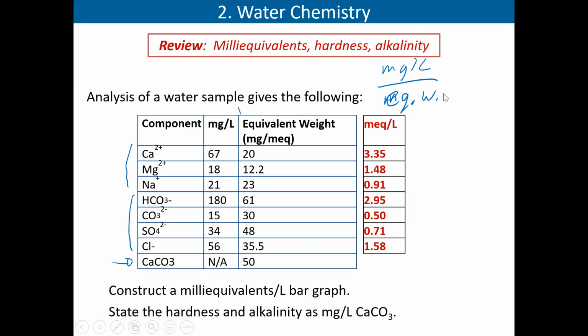But yeah, so you're just dividing, 67 divided by 20 is 3.35, 18 divided by 12.2, and so on.